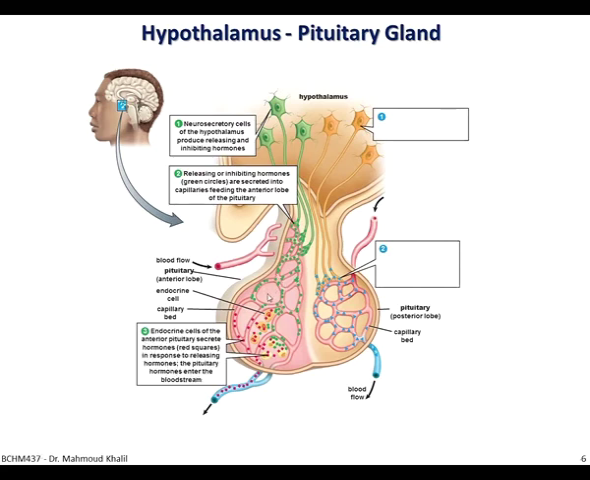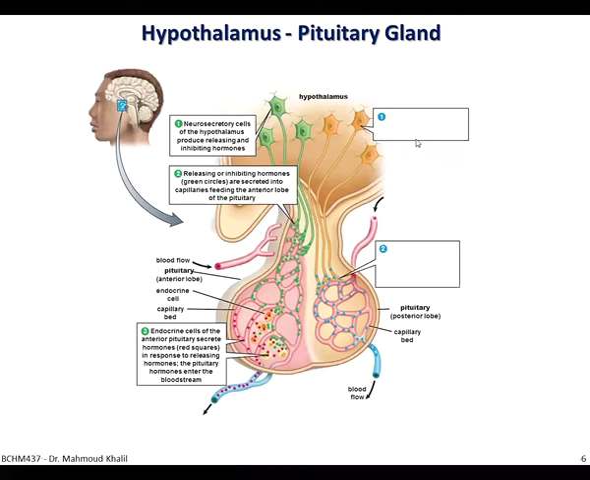Once it is inside the anterior pituitary gland, it will stimulate the endocrine cells of the anterior pituitary gland to form the red squares, which are actually the hormone. The hormone can now be released from the anterior pituitary gland to the bloodstream. So this is the mechanism occurring in the anterior pituitary gland.